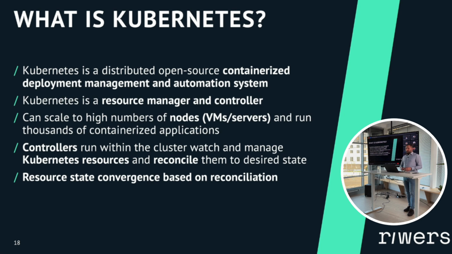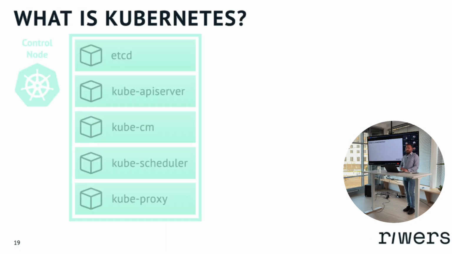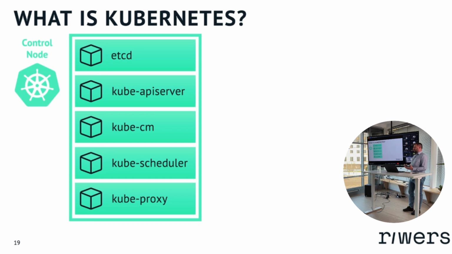It's built on the principle of reconciliation. What this means is that you just put resources in the cluster, and the controllers within the cluster are responsible for making things happen in the background. So the entire infrastructure converges to the state that you described in your resources. Now, here's an example of how a control node looks. These are the base components of Kubernetes. First of all, it's etcd. This is the only stateful part of the control plane. It's basically a storage. It's a database where all the information that you put in is stored.